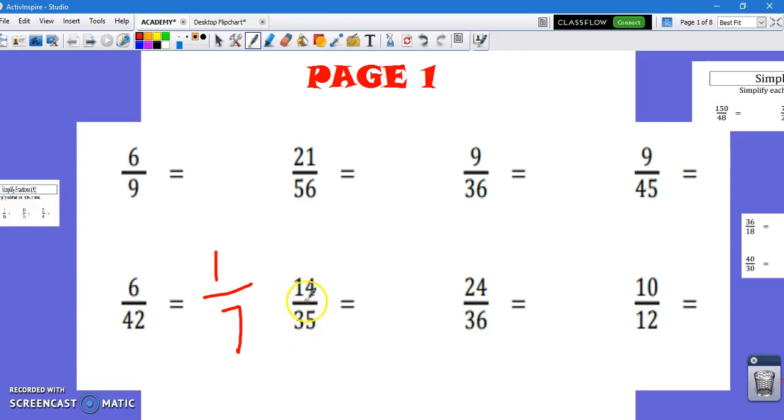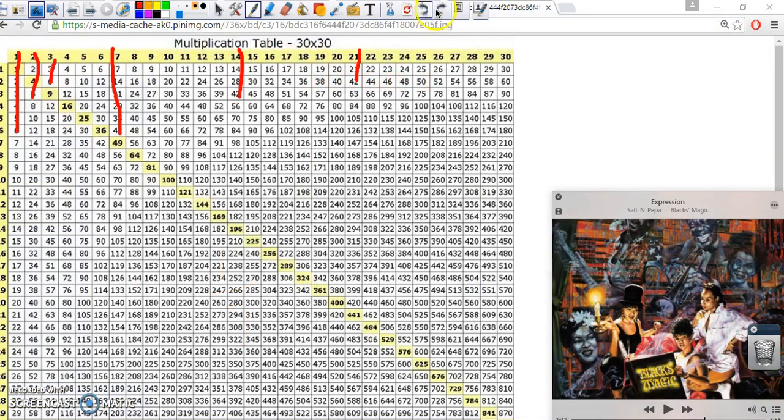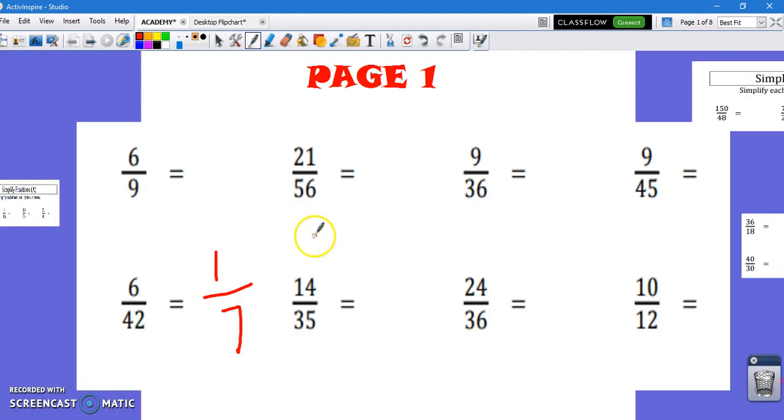Next one, 14 over 35. I have a 14. There's no 35, so I can't use that one. No 14, no 14, no 14, no 14. Here's a 14 and a 35. If I could draw straight, it'd be better. So that's a 2 over 5. That's what will work for me. 2 over 5. And I have an even and an odd number, so I'm pretty much done with that one.